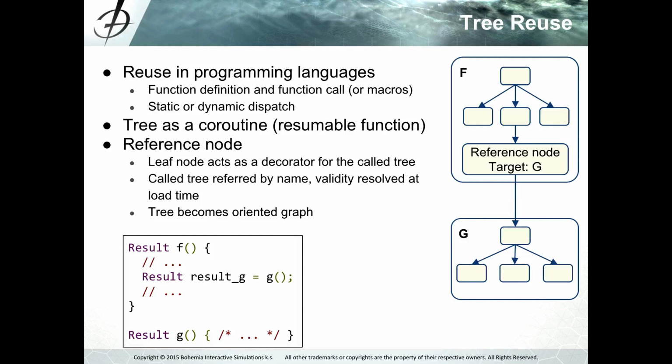An implementation detail is that by resolving reference nodes at load time, we can store a direct pointer to the root of the target tree, so that there is no need to do any runtime search by name. And after resolution of all reference nodes, the trees actually become oriented graphs, which might even contain cycles because we don't forbid recursion.